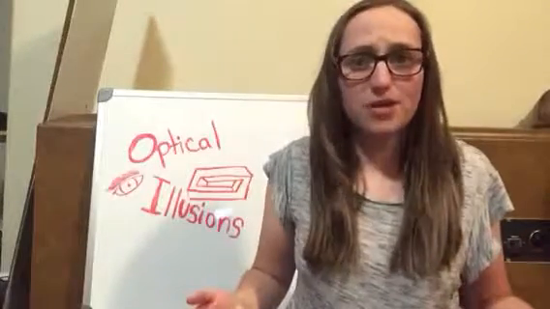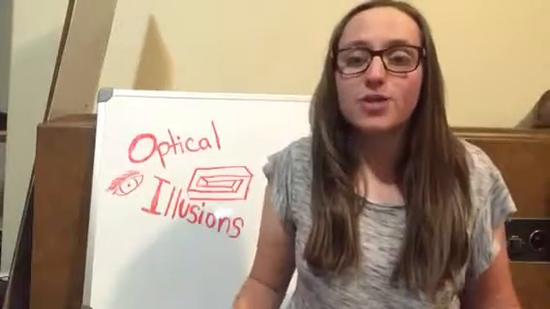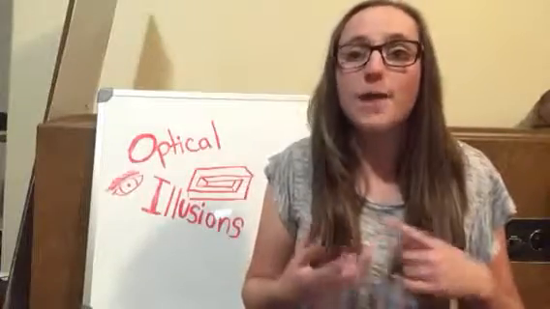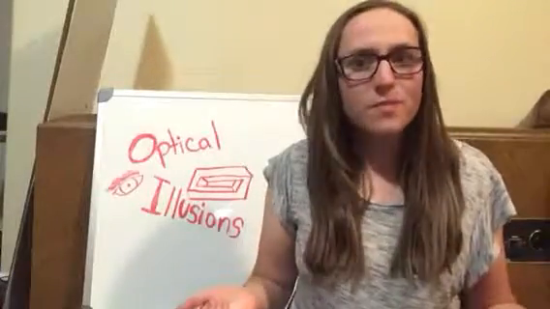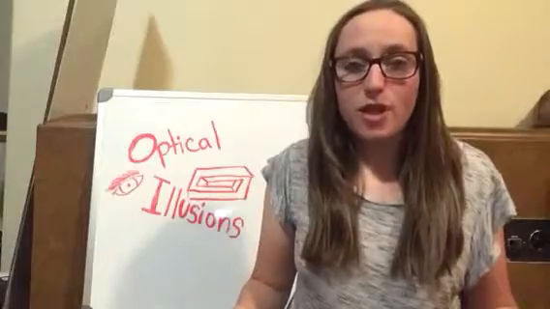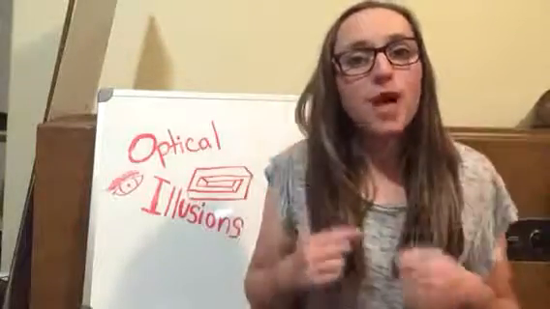So what is an optical illusion? Well, it's an image that plays tricks on your mind using colors, patterns, and perception. So how does it work? Well, just like any other image, it goes through your eyes and into your brain to be processed.